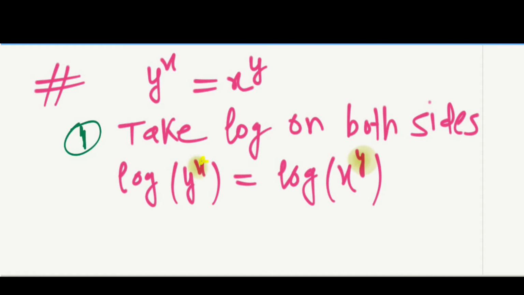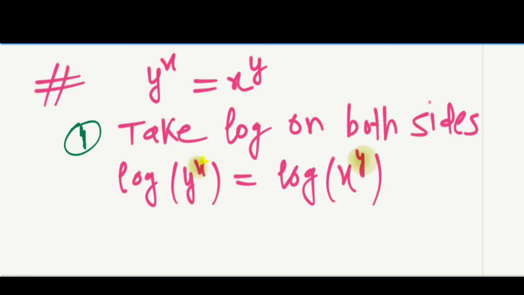In this question you observe the variables are x and y, but on the right side the variable y is in the power. Nothing to worry about. You know the two steps. Take log on both sides in the first step and differentiate both sides in the second step. Now coming back to the question, y raised to power x equal to x raised to power y. First step is take log on both sides.